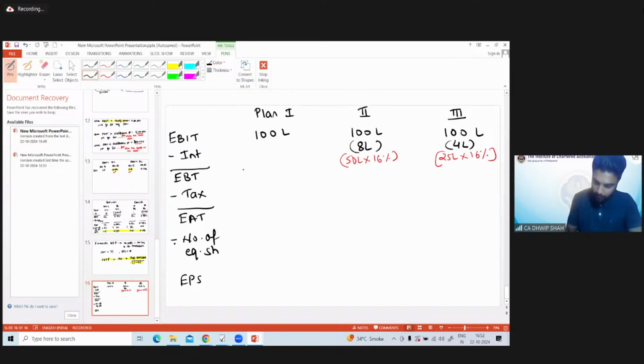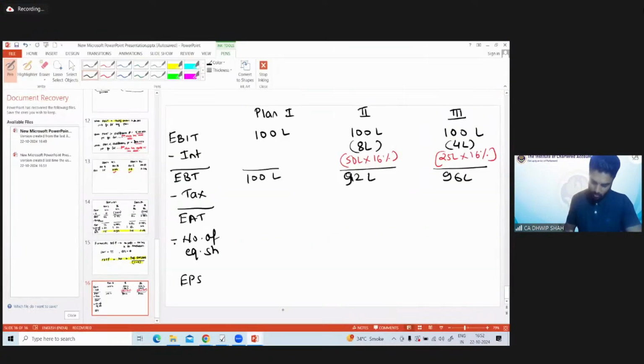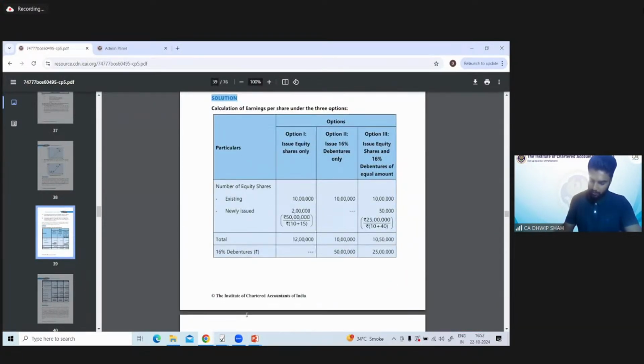Hope everyone is following. So my EBT under alternatives is 100, 92 and 96. Tax rate is 50%. So my earnings after tax would be 50 lakh, 46 lakh, 48 lakhs. Correct? Yes or no? Is everyone following? Please respond. I think you all have slept now. Only Om Prakash is active now.